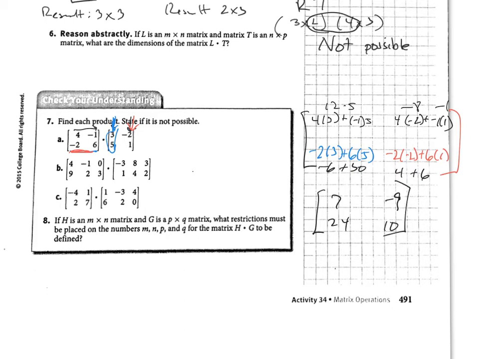Now for part B, remember you go down then across. So this is a 2 by 3 times another 2 by 3. This one is not possible. And that's what you would say if you were asked to multiply things that are not possible.